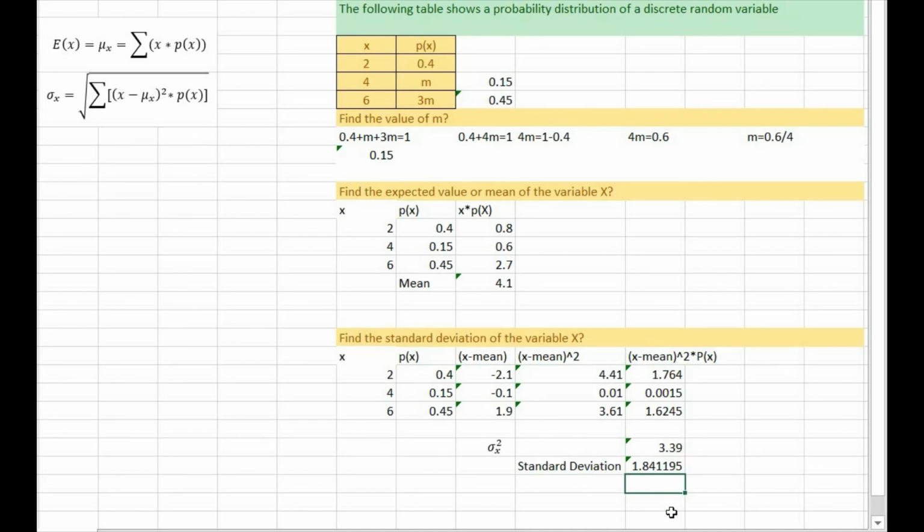I hope this video helped you understand how to find the expected value, the standard deviation, and how to find missing numbers from a probability table.